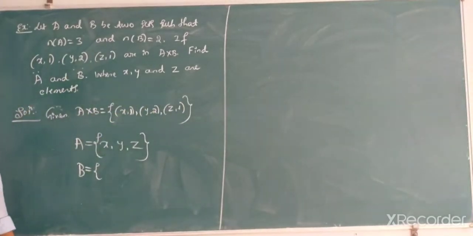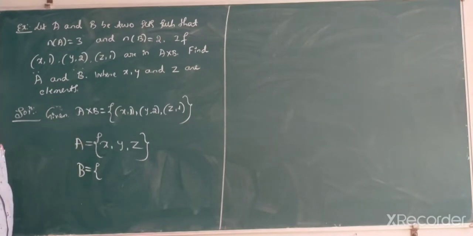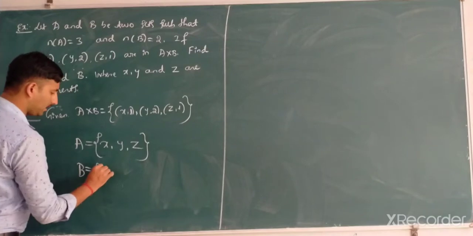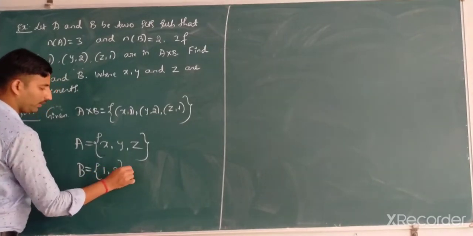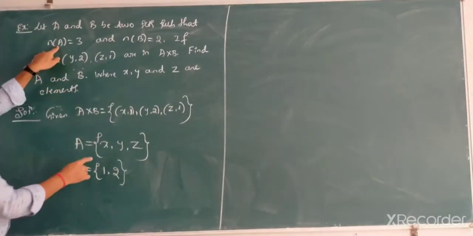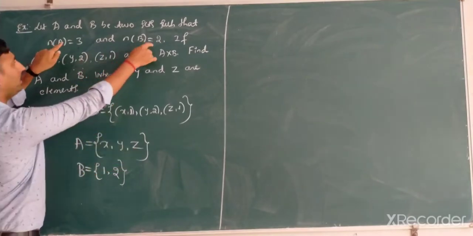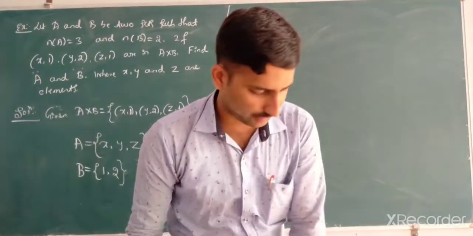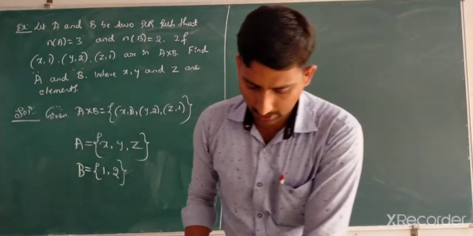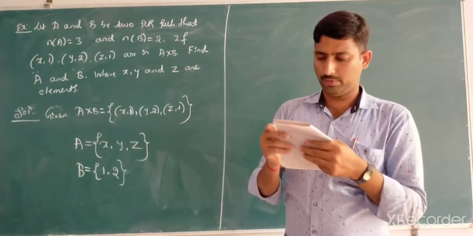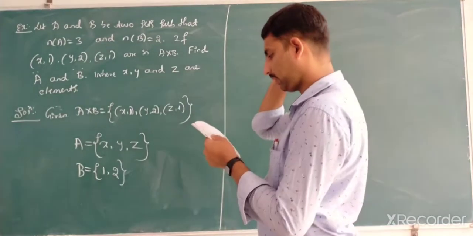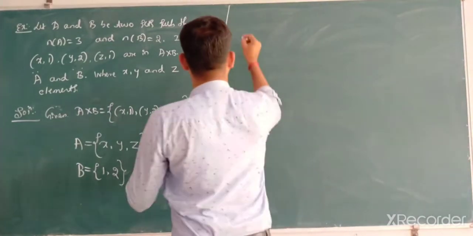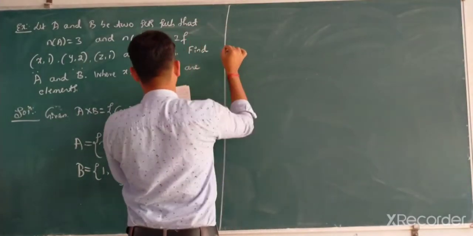In set theory, if the same element comes twice, you write it only a single time. That is, 1, 2, 1 is the same as 1, 2. Therefore, the answer is correct or not? n of A is equal to 3, n of B is equal to 2, B is equal to 1, 2. These are some examples. You may take one more example.